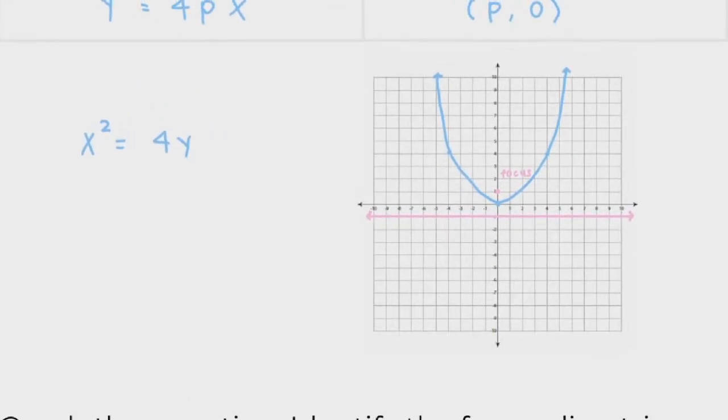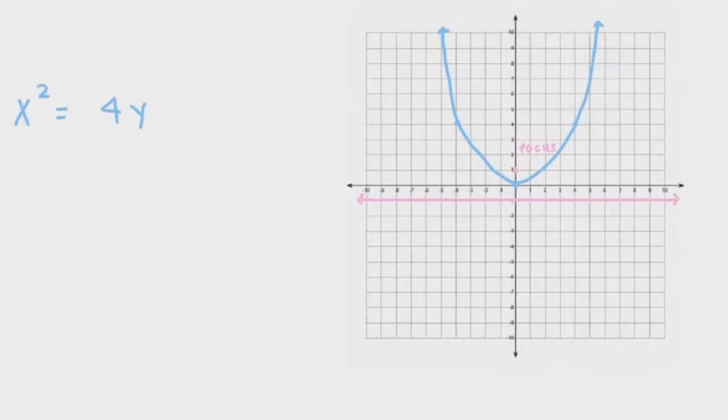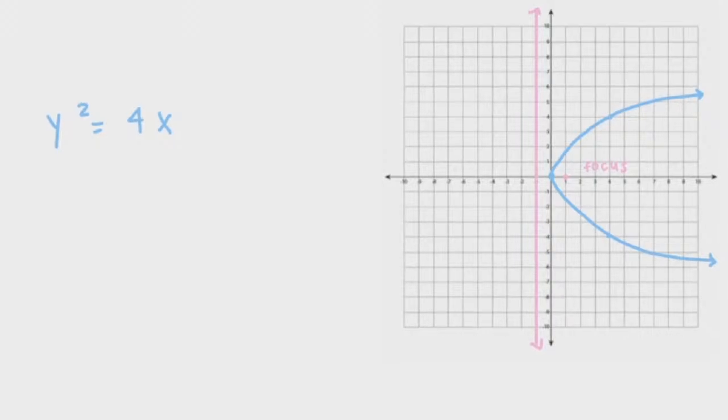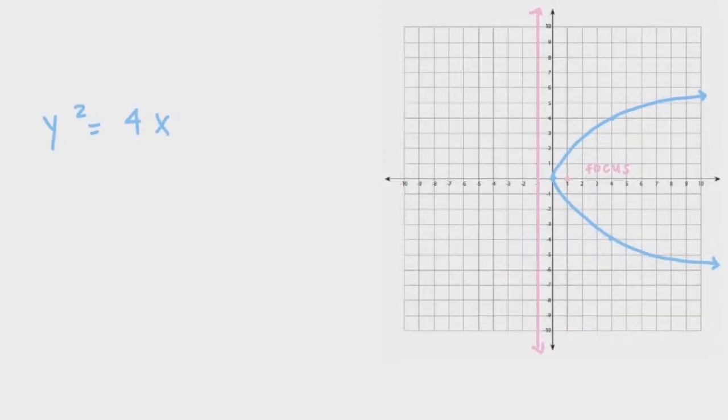So here we have an example when we have x squared equals 4y. The graph is going to open up because the number is positive and x is squared. The focus is going to be at (0, 1), and the directrix is at y equals negative 1. And the other case, when we have y squared equals 4x, since this is positive, it's going to open to the right. The focus is going to be at (1, 0), and the directrix is at x equals negative 1.